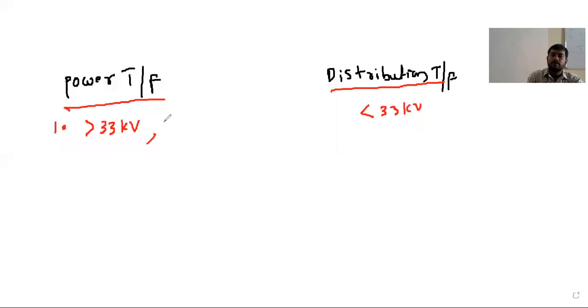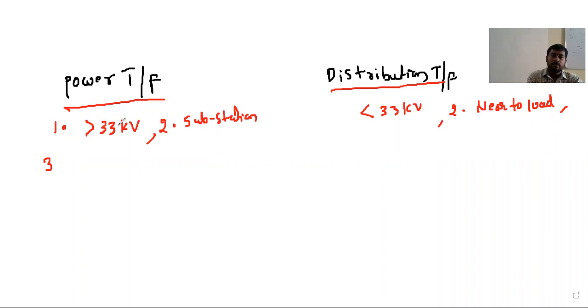And the second one is, power transformer is available in the substation. And here, the distribution transformer is available near to the loads, near to load centers, or loads near to your streets or apartments, whatever it may be.